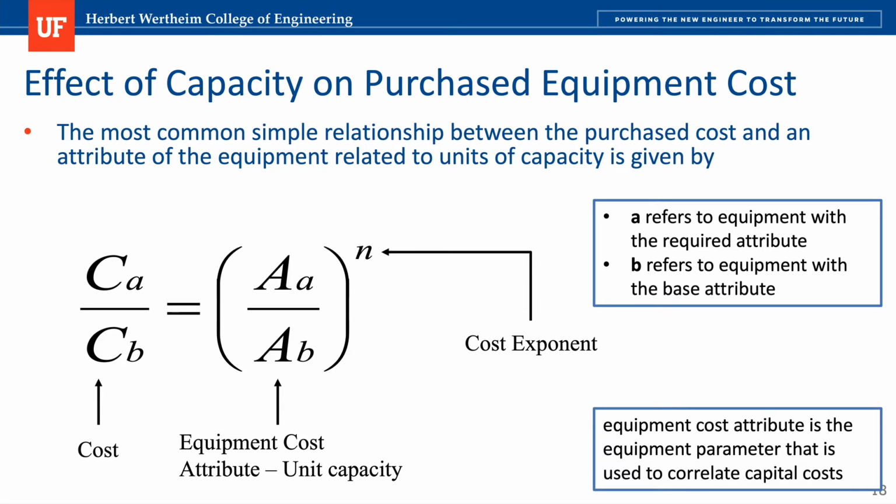If you're looking at a pump or compressor, you're probably using the horsepower or the shaft work; depending on the equipment, that will be the type of attribute. But basically this is it. And the important thing is that you don't forget that there is a cost exponent related to that. Heat exchangers, vessels, all of this equipment have different relationships between cost and different capacities. They're not linear.